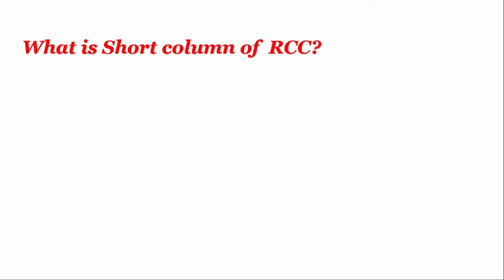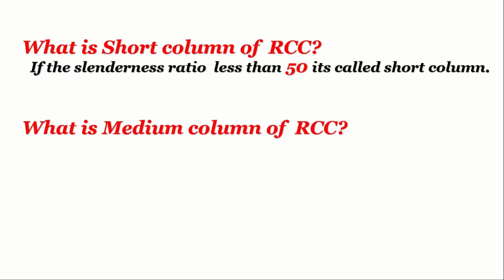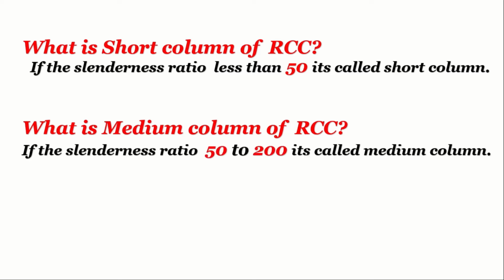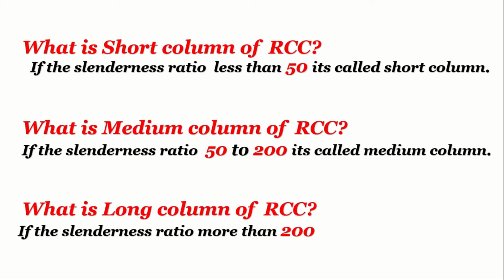What is short column of RCC? If the slenderness ratio is less than 50, it's called short column. What is medium column of RCC? If the slenderness ratio is 50 to 200, it's called medium column. What is long column of RCC? If the slenderness ratio is more than 200, it's called long column.